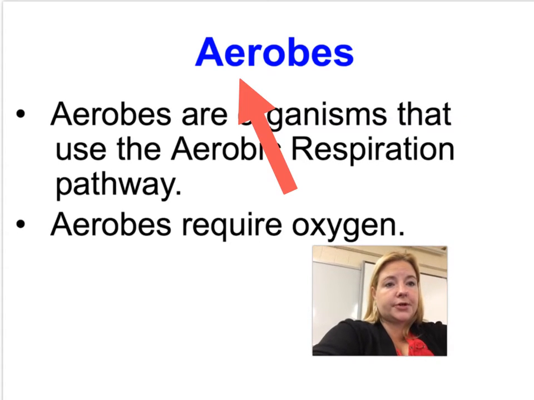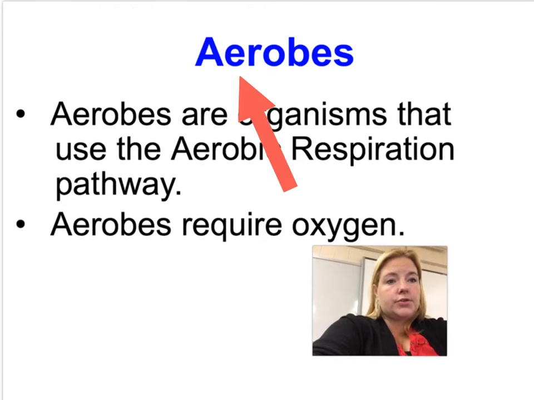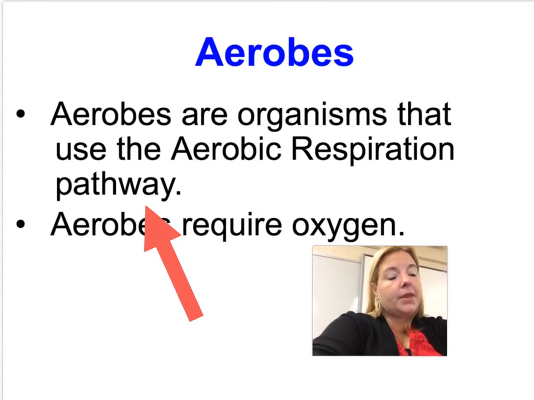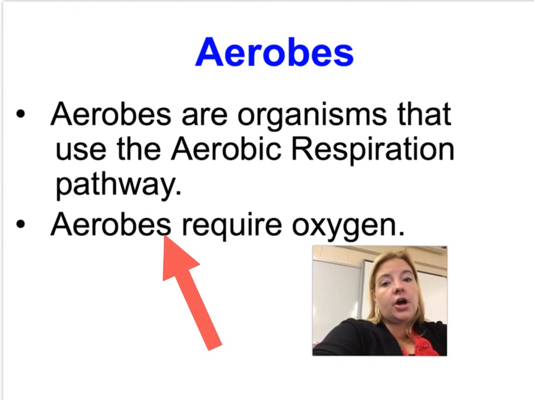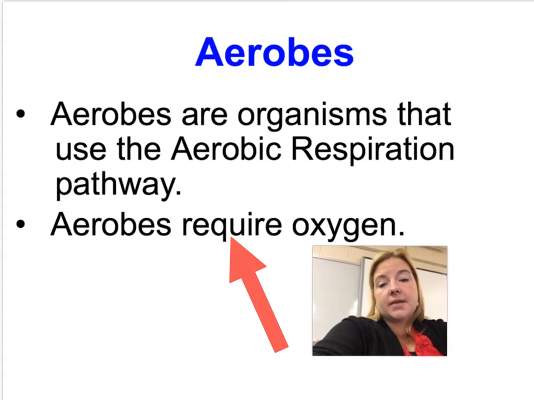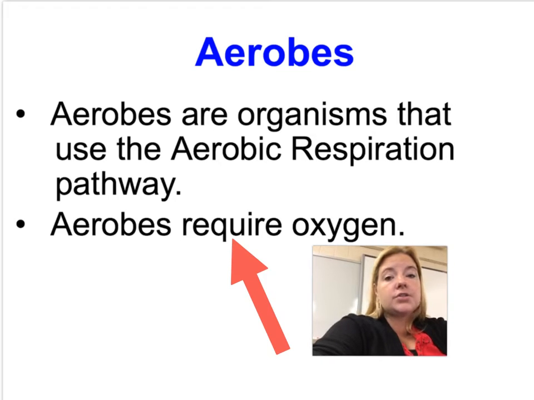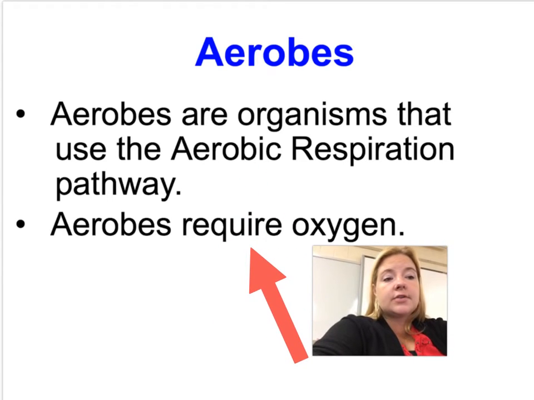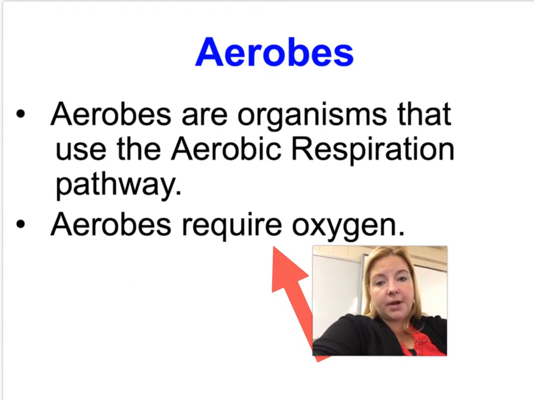The other type of respiration is aerobic respiration. So aerobes are organisms that use the aerobic respiration pathway. Most of the time you are doing the process of aerobic respiration, and that means that it is going to require oxygen. Now there are times when you do anaerobic respiration, and we're going to talk about the different kinds of anaerobic respiration and how they're different from aerobic respiration, which does require oxygen. So the key here is to remember the difference between anaerobic and aerobic. Aerobic requires the reactant of oxygen. Anaerobic does not require oxygen.